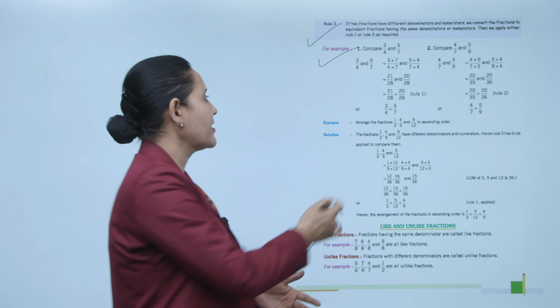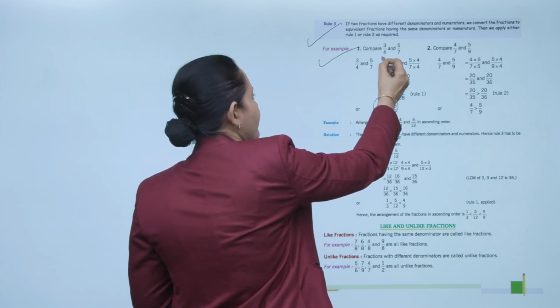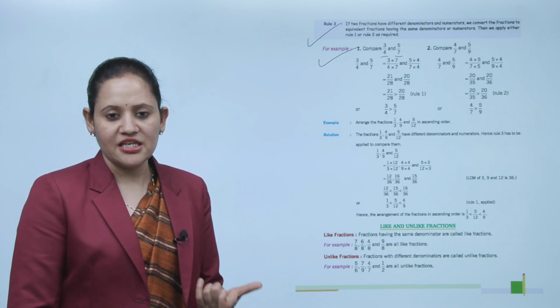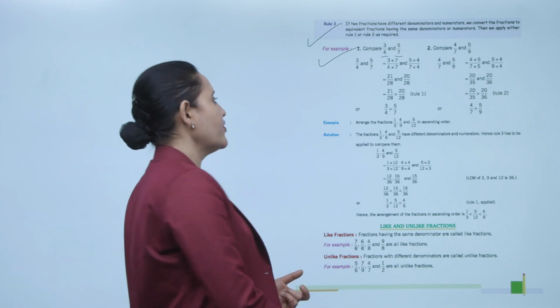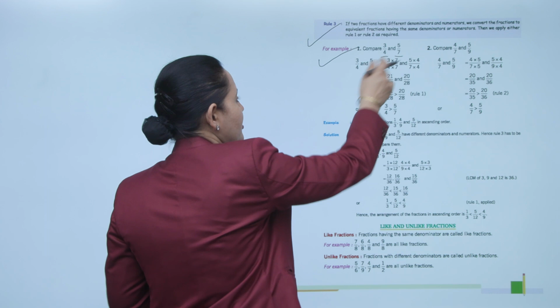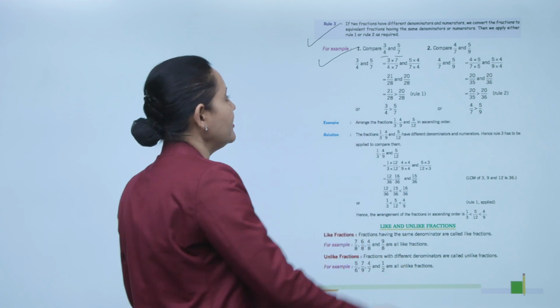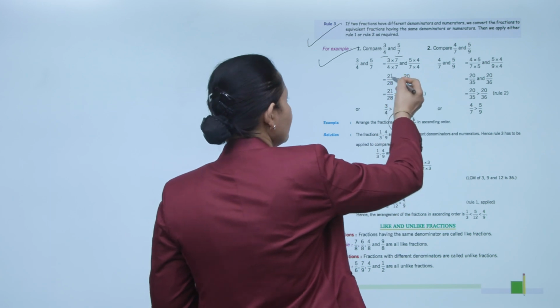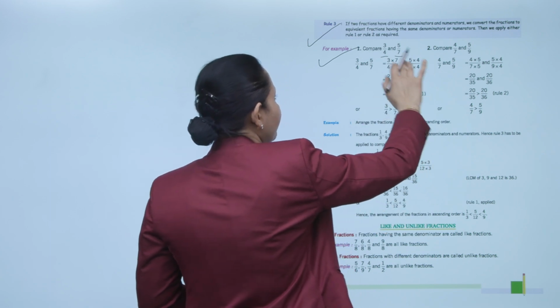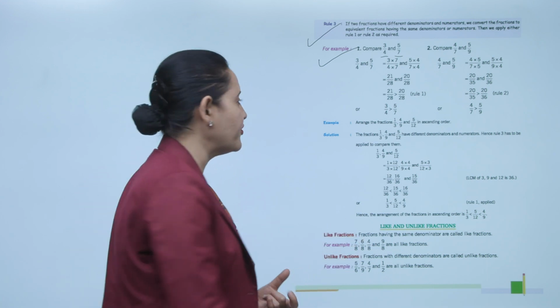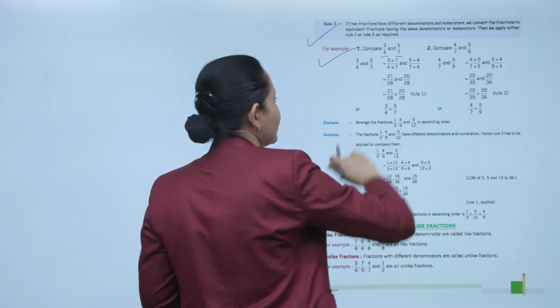Here the denominators are different, so first we'll make the denominators equal. For 3 by 4, we multiply both numerator and denominator by 7, so we get 21 upon 28. For 5 by 7, what we have done is multiply both the numerator and denominator by 4, so we get 20 upon 28.